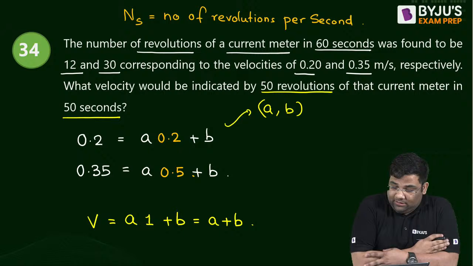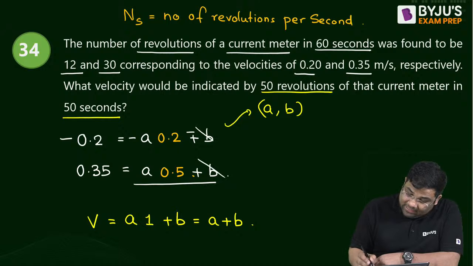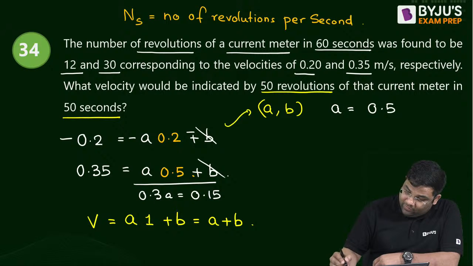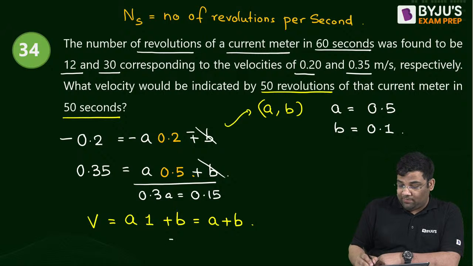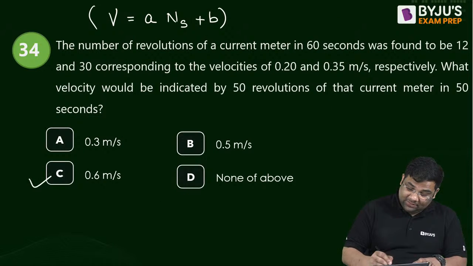To give the answer, you can just subtract these. If you subtract, you make a minus here and minus here, b will get cancelled. I'll get 0.3 a equal to 0.15, or a is equal to 0.5. And if a is equal to 0.5, b I will get 0.1, right? So this answer will be 0.6 meter per second. Understood everyone this question from current meter? Yes, the answer is 0.6.